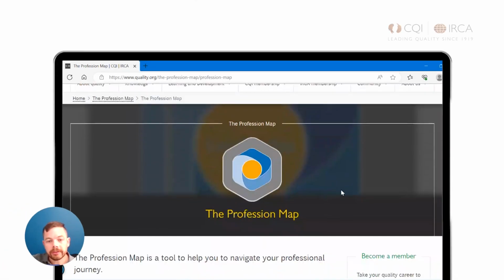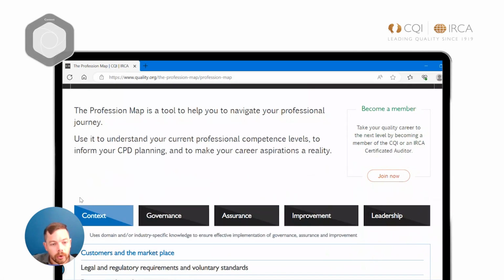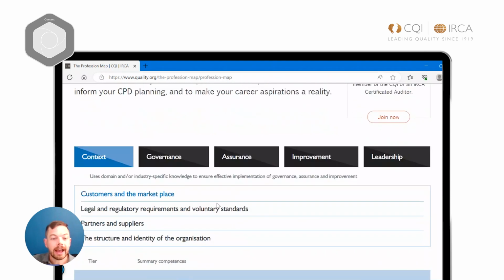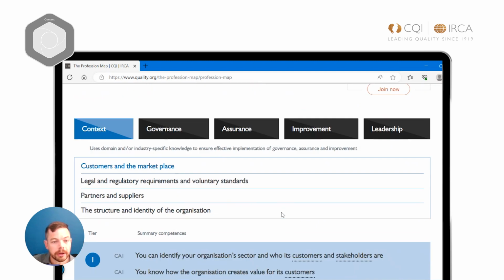Okay, so we've got the profession map here. We're going to look at context today and the 4 components within context: customers and the marketplace, legal and regulatory requirements and voluntary standards, partners and suppliers, and the structure and identity of the organization. Firstly, let's take a look at customers in the marketplace.